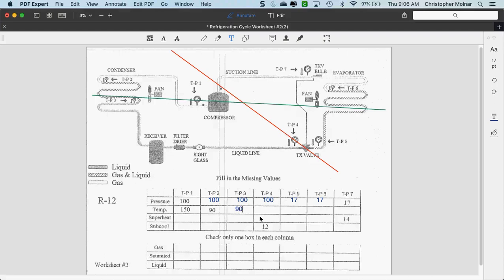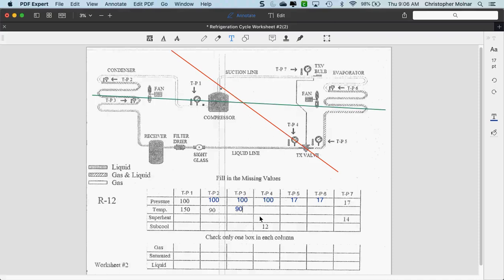I had a question for you, Chris, that you never asked. When you did this online, you changed the R12 to R22. This time I'm not, because I wanted to start with a blank chart. Does the refrigerant really matter other than the temperature-pressure conversion? No. So if I have 90 at TP2 for temperature, I have 90 at TP3 for temperature.